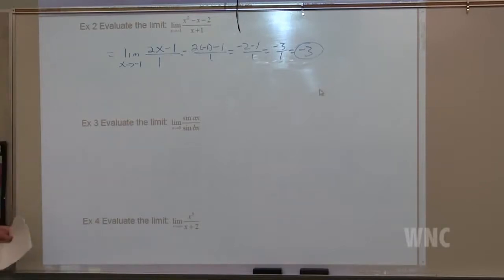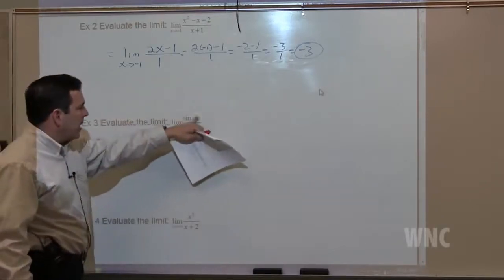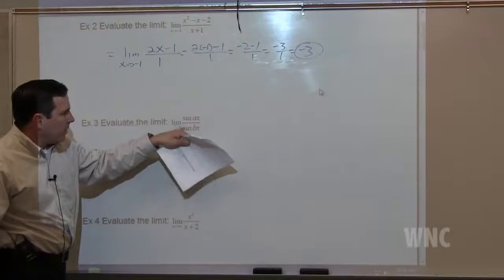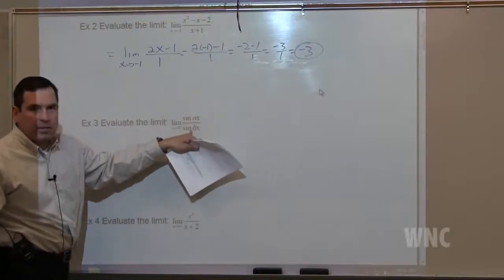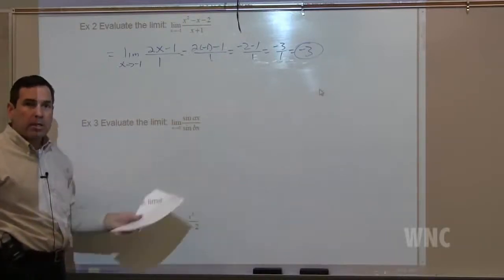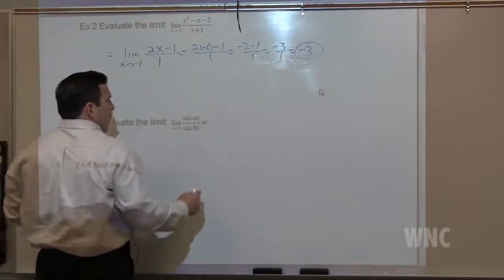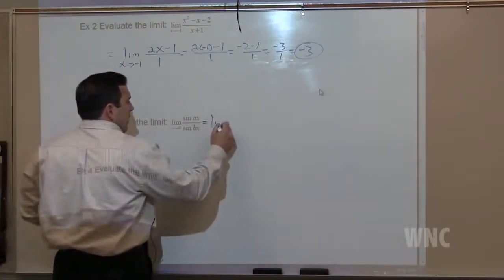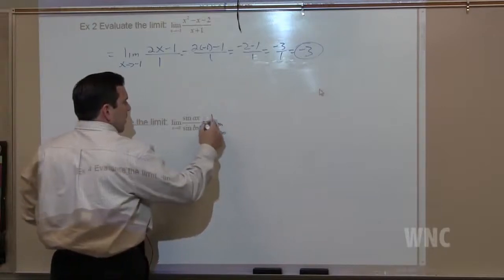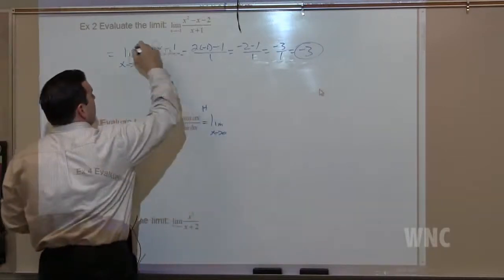Evaluate the limit as x approaches 0 of sine ax over sine bx. So right now if you put the 0 in there, you're going to have sine of 0 over sine of 0, which is 0 over 0, which is indeterminate. So we're going to have the limit as x approaches 0. Note that we write an H when we've taken L'Hopital's rule.